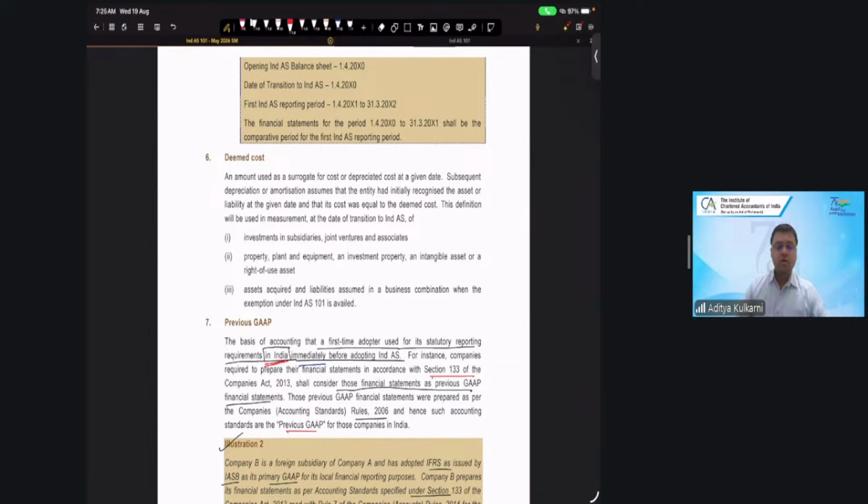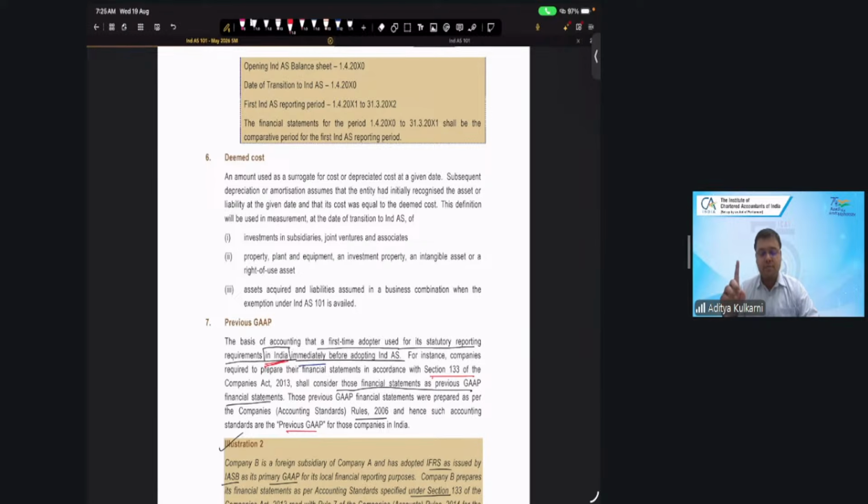Okay, now what is required on transition? Any transition adjustment, and you will appreciate this better now because you know your Ind AS, you know AS also. So any of these 4 things will happen. Only 4 things are there. इन चारों के अलावा कुछ भी नहीं होगा. Only four things are there.